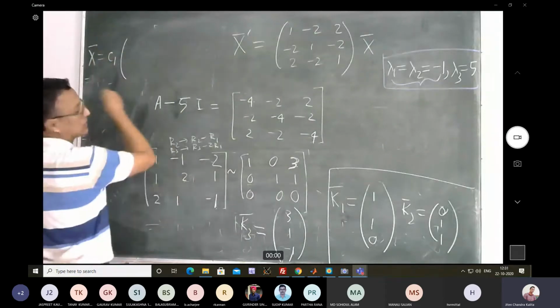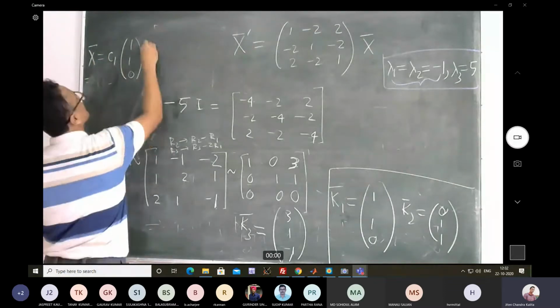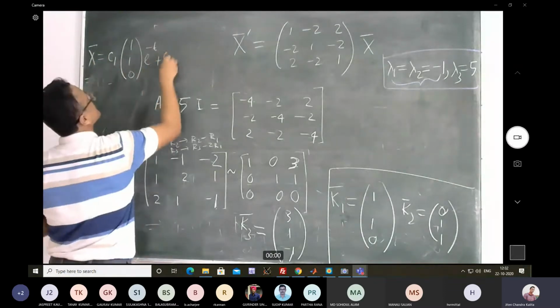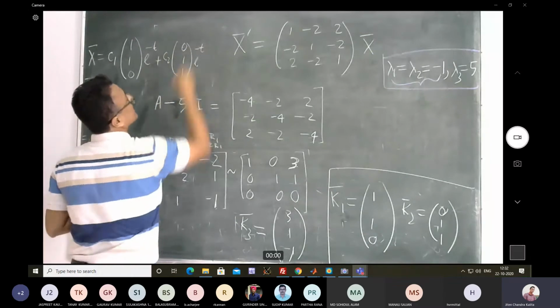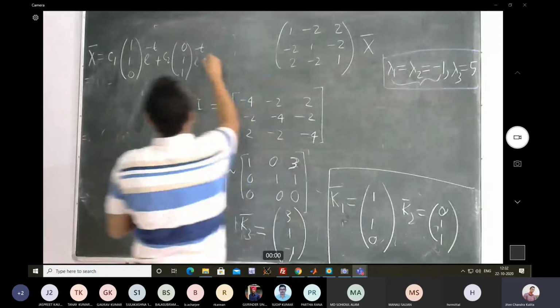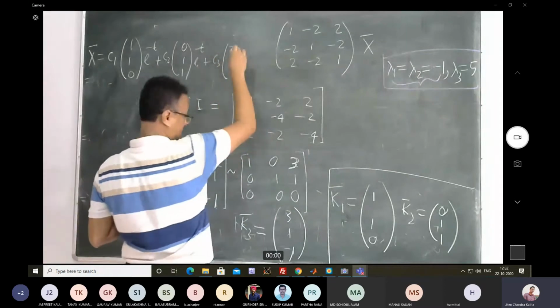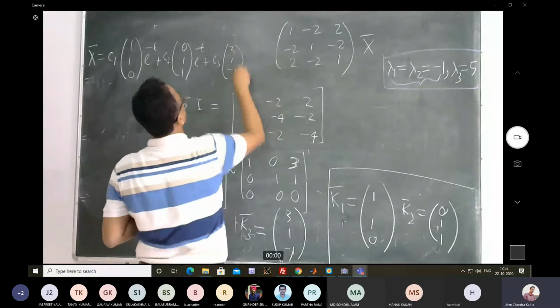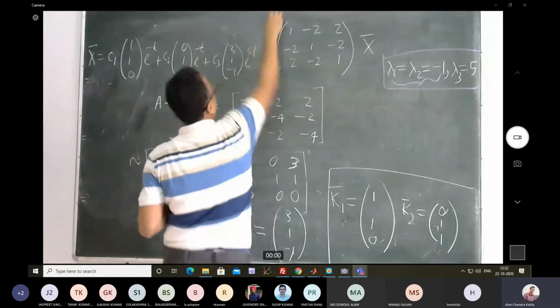So your general solution is going to be x equal to C1 times 1 1 0 e to the power minus t, plus C2 times 0 1 1 e to the power minus t, plus C3 times 3 1 minus 1 e to the power 5t, right?